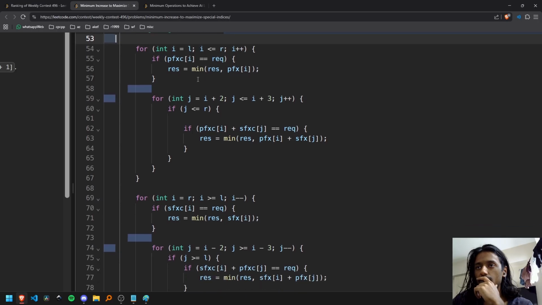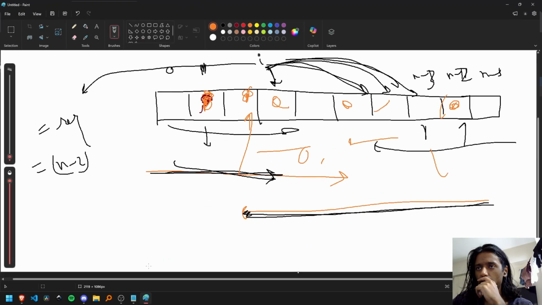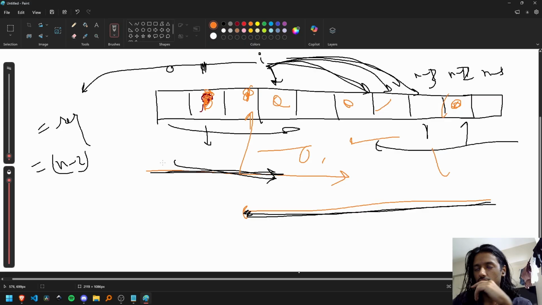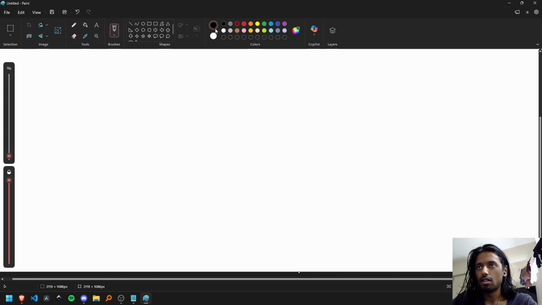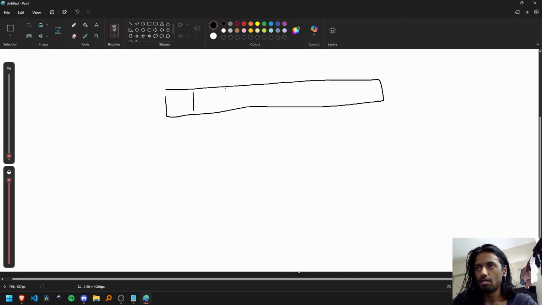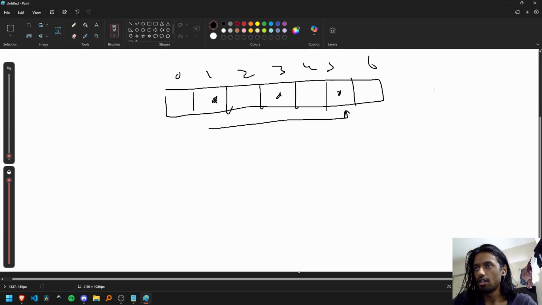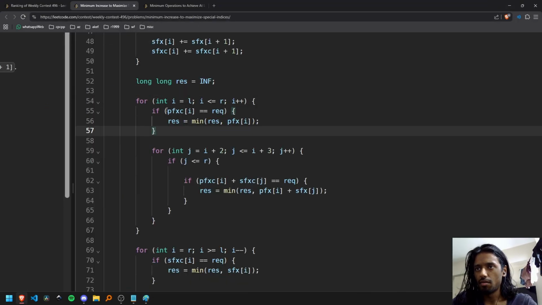I initialize it to infinity. Now for every I, for the odd length case, it would also be possible that just a single point can fulfill our answer, right? Like let's say, too many arrays I have put now. This is an odd case. When we reach here, the count will be 3, right? Because it will take this, this, and this. And here the required amount is also 3. So here we can just minimize using a single value. If my prefix count of I is equal to required, then you can just minimize using that.